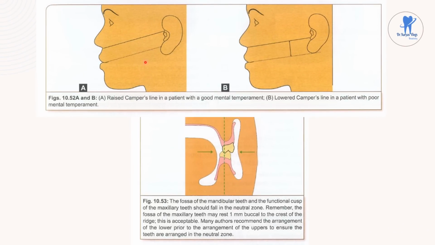Here is a raised Camper's line in a patient with a good mental temperament. This is a lowered Camper's line in a patient with a poor mental temperament. Here, the fossa of the mandibular teeth and the functional cusp of the maxillary teeth should fall in the neutral zone. Remember, the fossa in the maxillary teeth may rest 1 mm buccal to the crest of the ridge. This is acceptable.